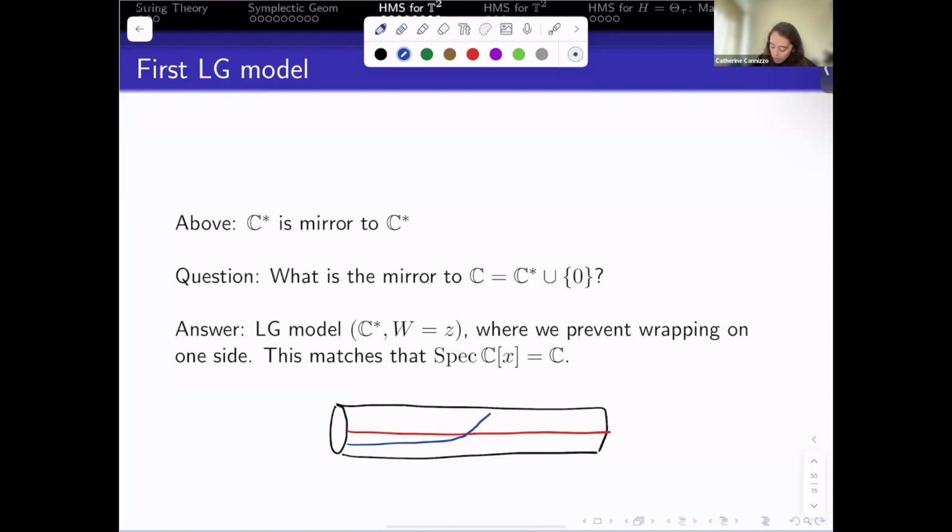And then we perturb it, so we have a transverse intersection, but now we only wrap on one side. So we have x, we have 1, x, x squared, and we call this a stop. So we stop wrapping on one side. So the role of adding in this function is to, in this case, prevent some of that wrapping.